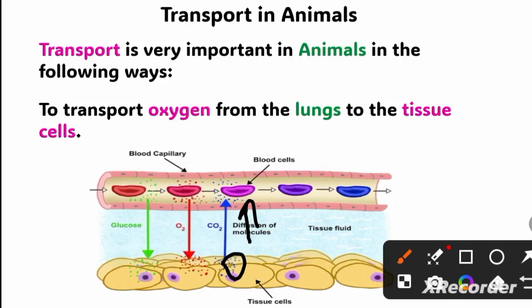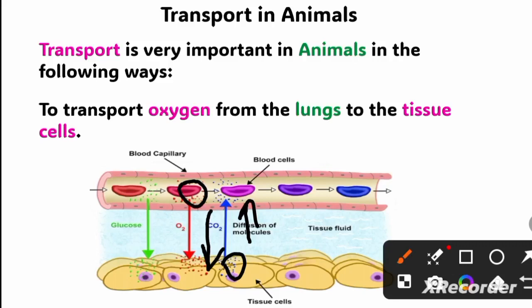The transport system also helps to transport oxygen from the blood vessel to the tissue cells. Like I said, for aerobic respiration to take place in the tissue cells, there is need for oxygen so that energy can be produced. So for oxygen to move from the blood vessel, there is need for a transport system.